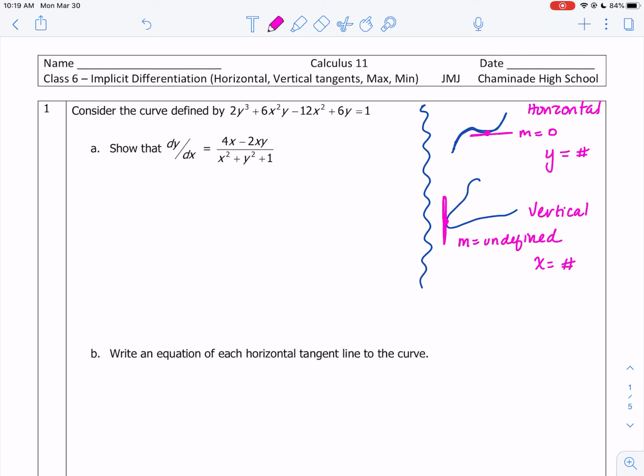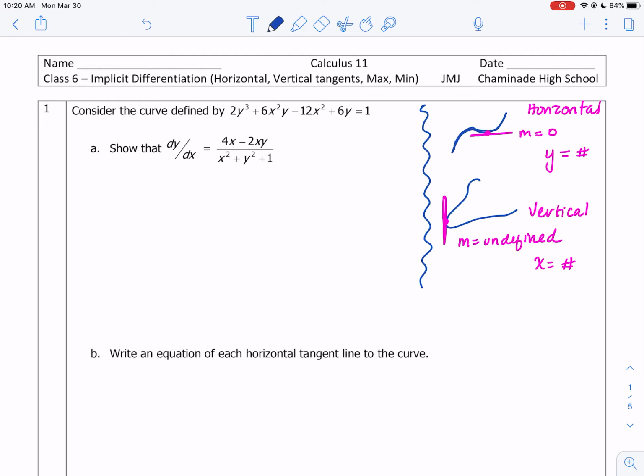The first example says, consider the curve defined by 2y to the third plus 6x squared y minus 12x squared plus 6y equals 1. If you're going to continue taking calculus next year, you might get an AP question that looks exactly like this. Note, the first question is just to show that the first derivative is equal to 4x minus 2xy divided by x squared plus y squared plus 6. Sometimes they'll give you an equation and they'll just say, show that this is the derivative.